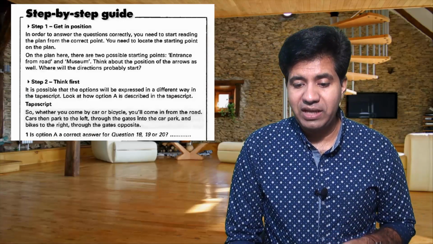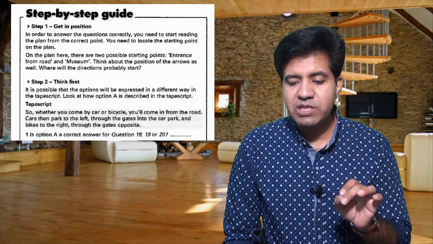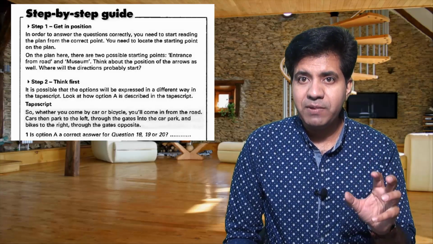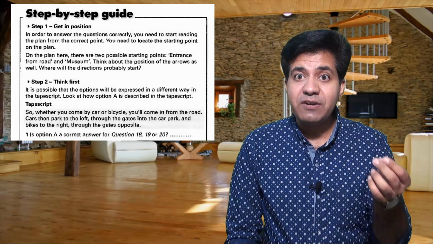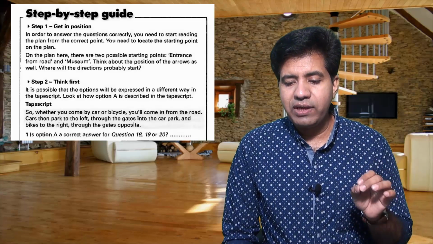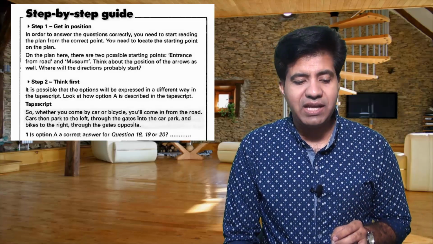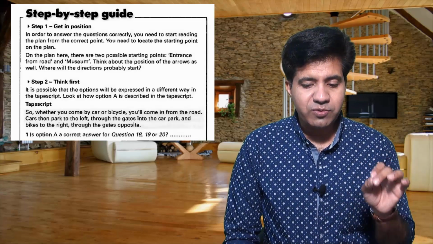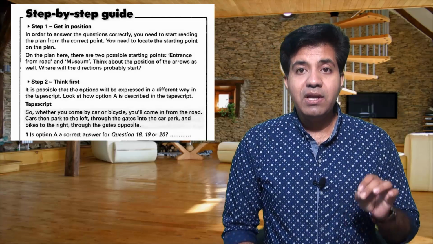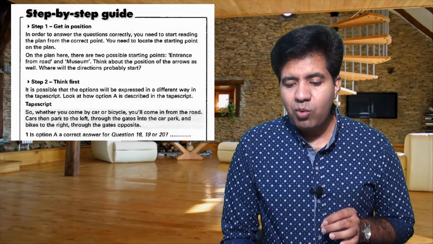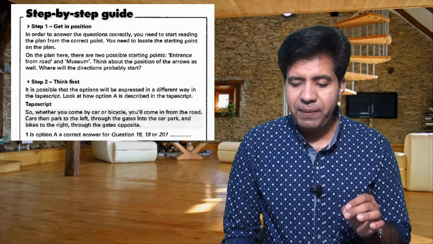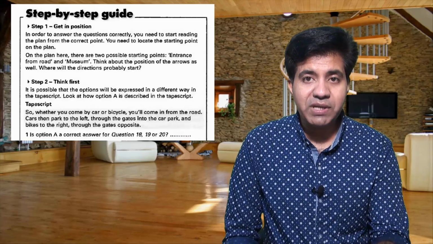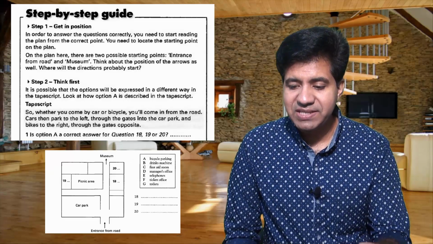Step 2, think first. Now what is it that you have to think? It is possible that the options will be expressed in a different way in the tape script. In the tape script, the options can be discussed in a different way using different words, right? So look at how option A is described in the tape script. Now option A is bicycle parking. So you have to see how it is described in the tape script. The tape script says, so whether you come by car or bicycle, you'll come in from the road. You'll come in from the road means entrance from the road. That means that, okay?